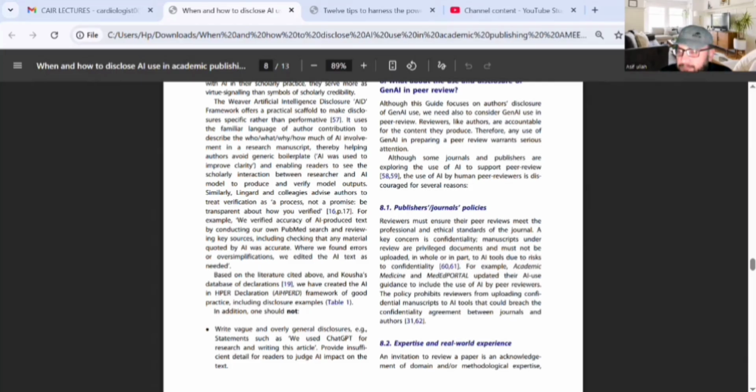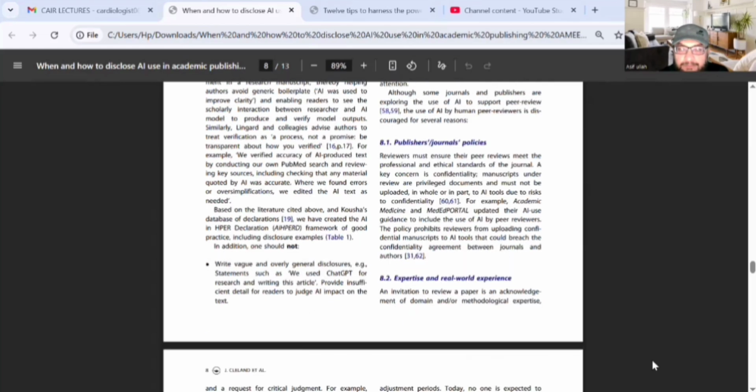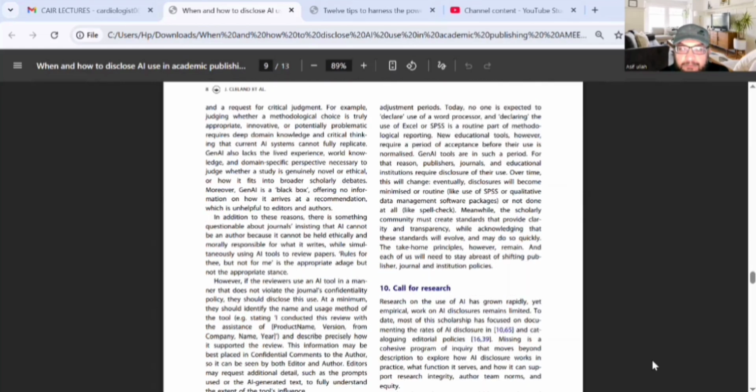It is entirely assumed. The authors predict that eventually, generative AI disclosures will likely become minimized, routine, or vanish entirely once the use is normalized. But we're not there yet. We're in a transitional phase, and there is an urgent need for more research on the equity implications.